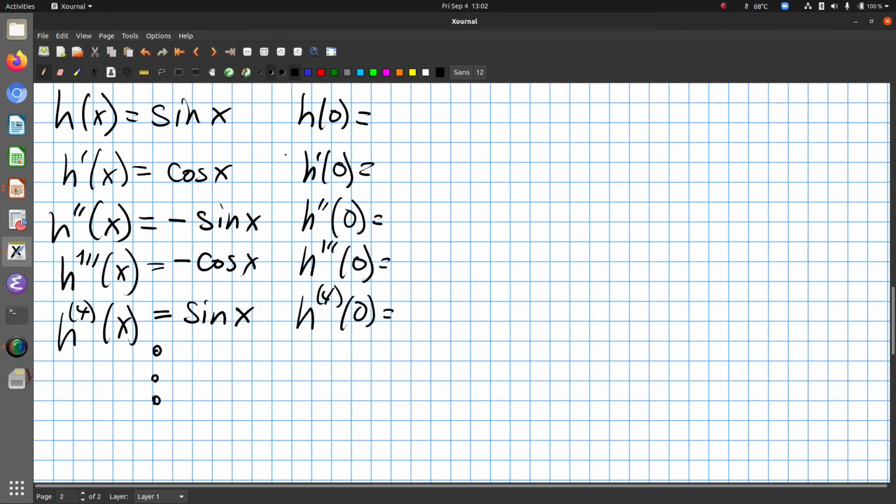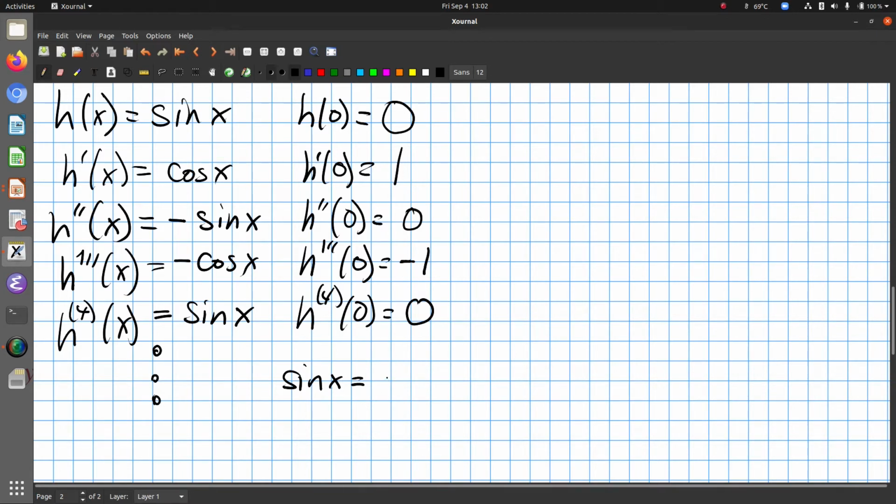Okay. Sine of 0 is 0. Cosine of 0 is 1. Sine of 0 is 0. Cosine of 0 is 1, but I've got a minus sign already there. And back to 0. So, again, because sine is analytic, again, I'm telling you that. It requires proof.